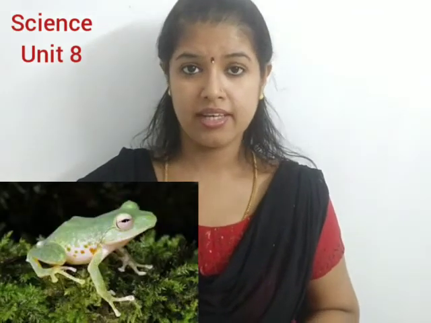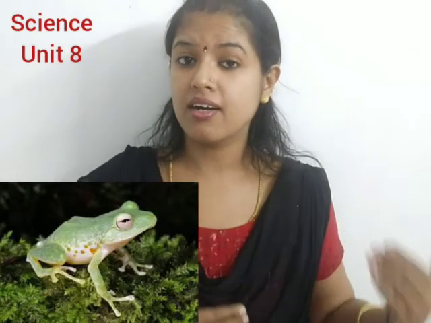Next one is the amphibian, which is the frog. When it is on the land, it breathes through the lungs. When it is in the water, it breathes through the skin. So these are the different respiratory organs of different animals.